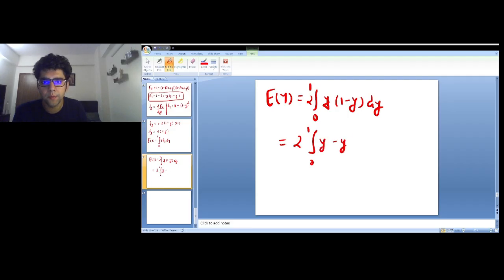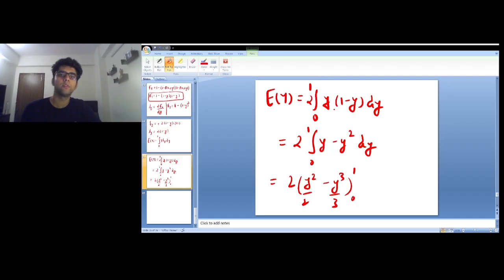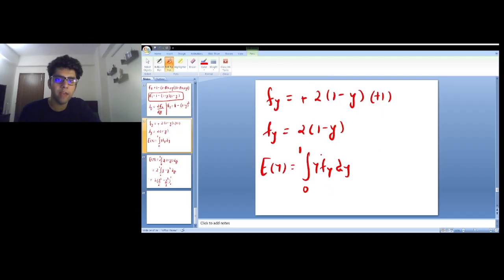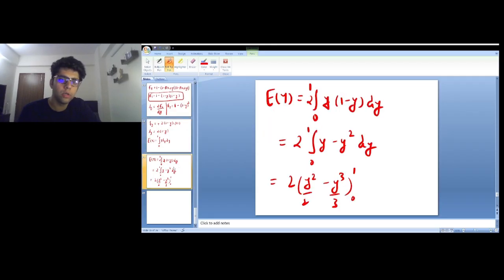So the integral of 2 times y minus y square dy gives me 2 into y square by 2 minus y cube by 3. I just did simple integration here. So 2 into (1 minus y) was my PDF, into y. Since 2 was a constant term, I took the 2 out of the integral, performed simple integration and got this term.